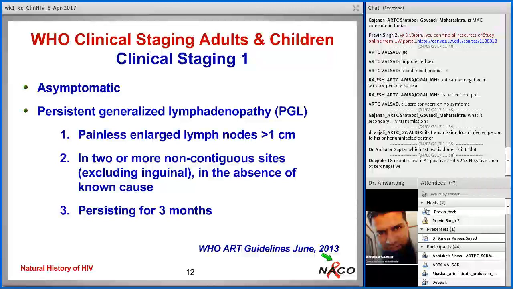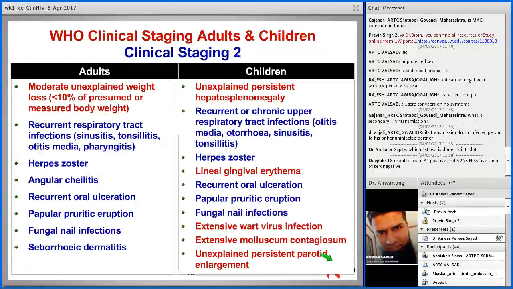In WHO clinical staging, there is a difference between adult and pediatric staging. We'll see those differences also while doing this. Clinical stage 1 is essentially asymptomatic, and it is similar for adults and pediatric. When a person does not have any signs and symptoms, it is called asymptomatic. Or if a person has persistent generalized lymphadenopathy. There is a definition for persistent generalized lymphadenopathy.